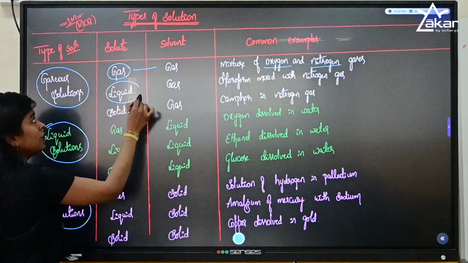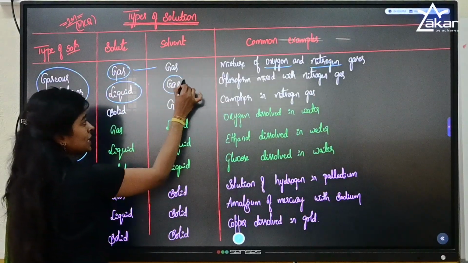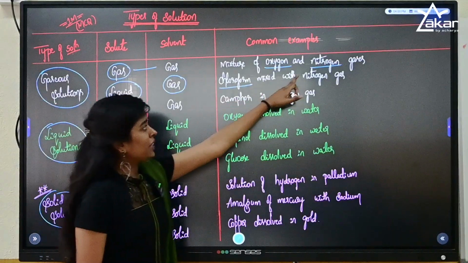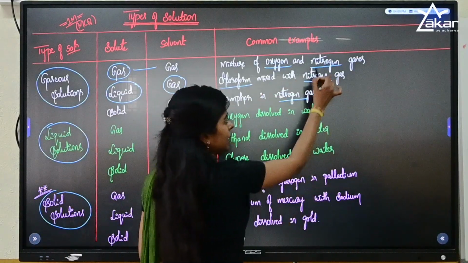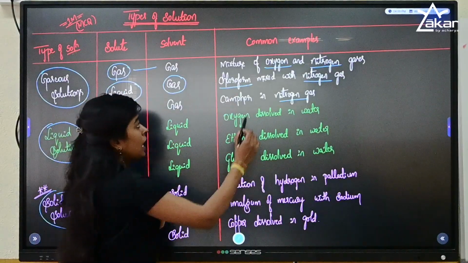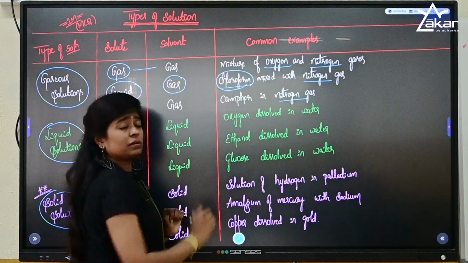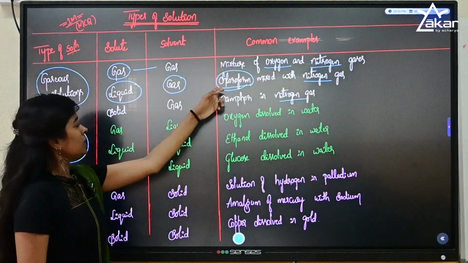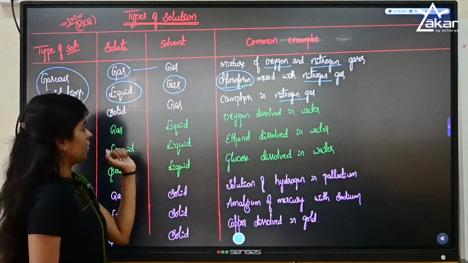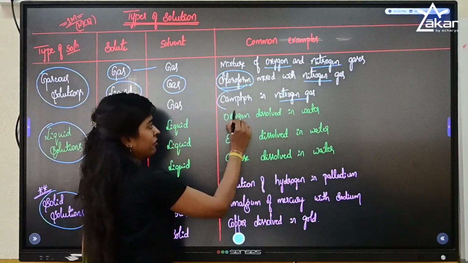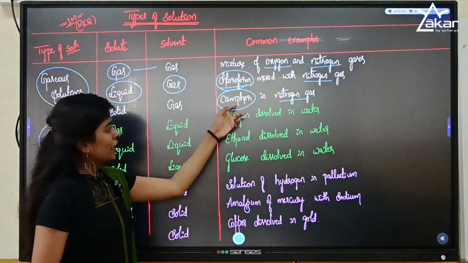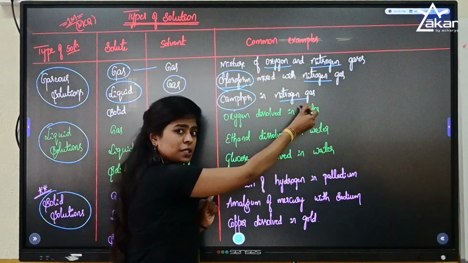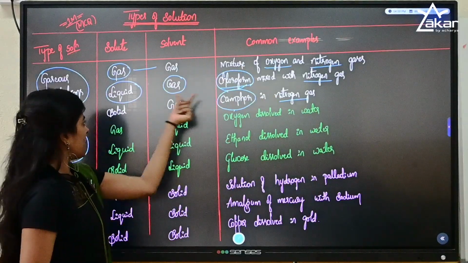Again, if my solute is liquid and if my solvent is gas, here chloroform mixed with nitrogen gas. Nitrogen gas, whatever I am taking in all these 3 cases, is the solvent. Here chloroform is solute. Chloroform is liquid, nitrogen is gas. So this is an example for this type of solution. Again, solid in gas, camphor. Camphor is in solid state. Camphor is my solute here, in nitrogen gas. Nitrogen gas is my solvent, camphor is my solute. This is an example for solid in gas solution.